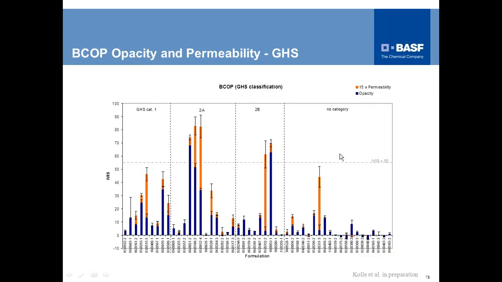On the other hand, all the formulations that are not to be categorized according to GHS, or are GHS categories 2B or 2A, should be found below this cutoff of 55. And what we can see is that all non-irritant formulations were actually found below the cutoff of 55, but not the ones that are in vivo category 2s.